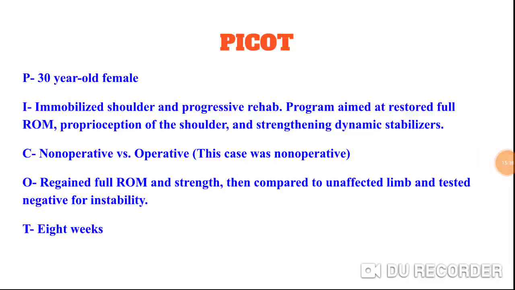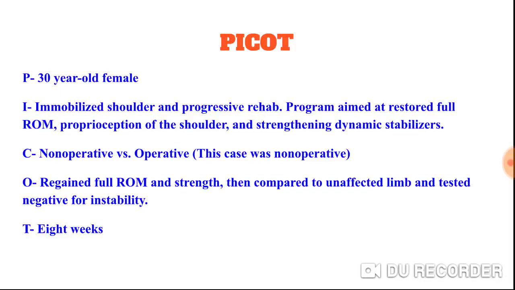Then my PICOT analysis, I had a population of one 30-year-old female, and intervention. She ended up having a dislocated shoulder, and then it was reduced and popped back into place. She had her shoulder immobilized, and then she went through progressive rehab. The progressive rehab aimed to restore full range of motion, proprioception of the shoulder, and strengthen dynamic stabilizers in like the rotator cuff muscles. The comparison was non-operative procedures versus an operative procedure. In this case, it was non-operative.